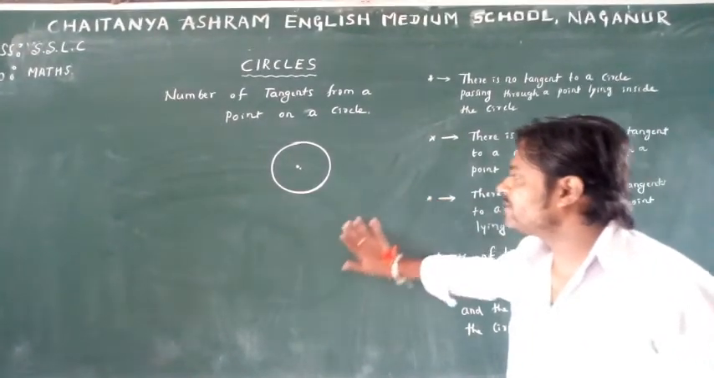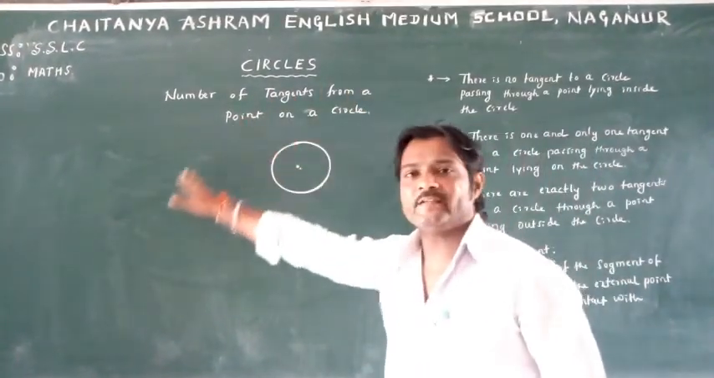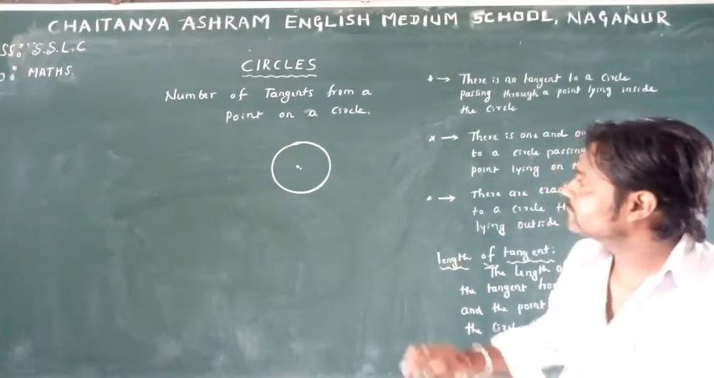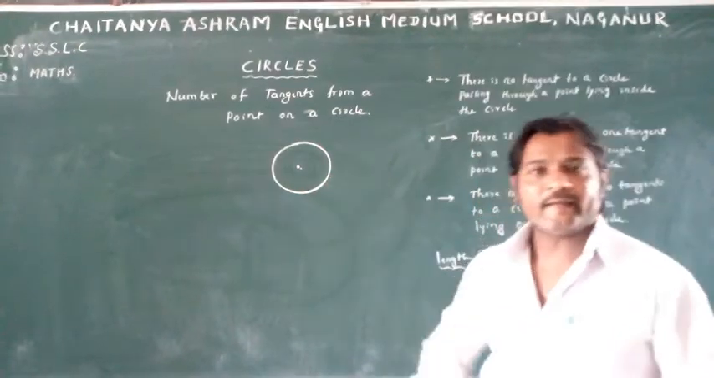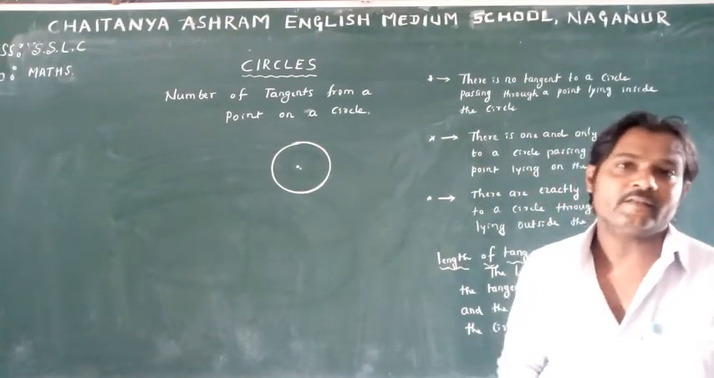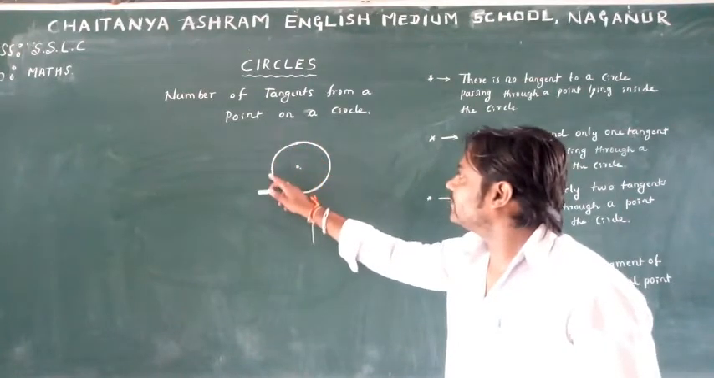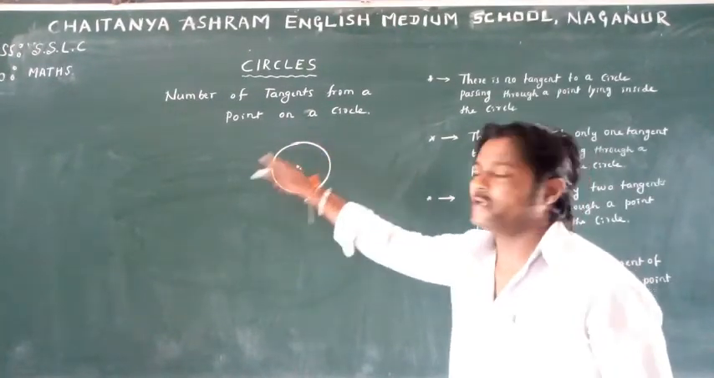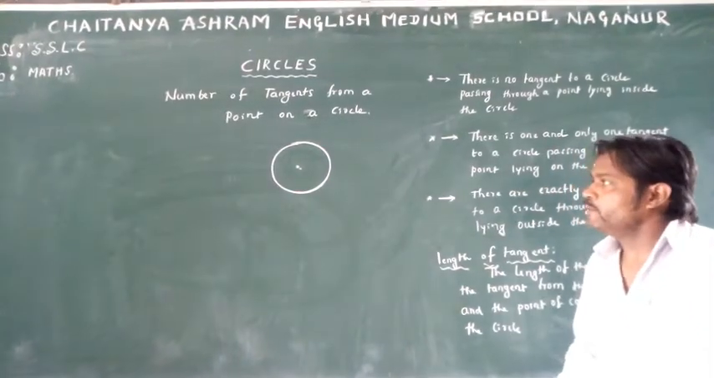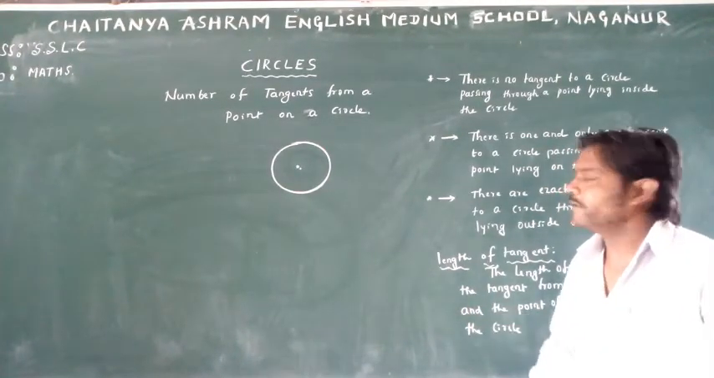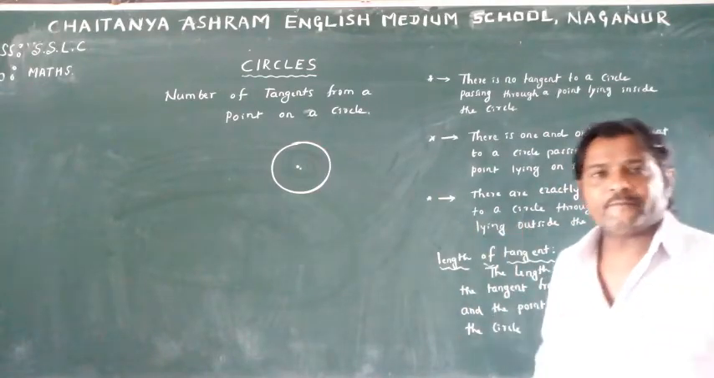Now here, the region which is outside the circle is called the exterior region. The region which is inside the circle is called the interior region. And the region which is on the circle is called the circular region, or on the circle. So in different regions with respect to this circle, take different points.